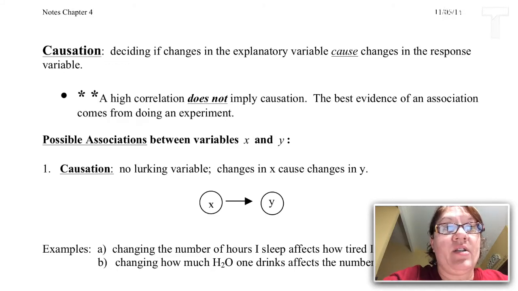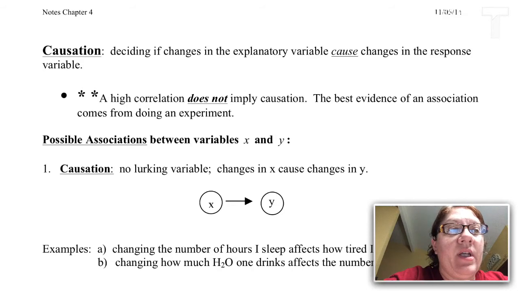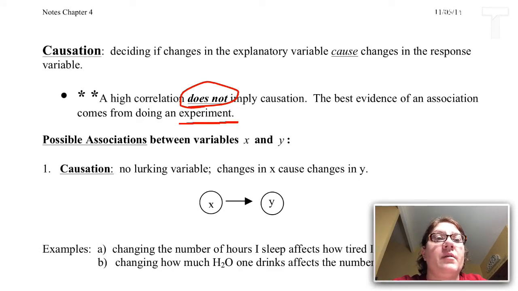Howdy, statisticians. So today we're looking at 3 different types of effects on the response variable. Of course we've talked about how a high correlation does not imply causation because I need to make sure that I'm doing an experiment.